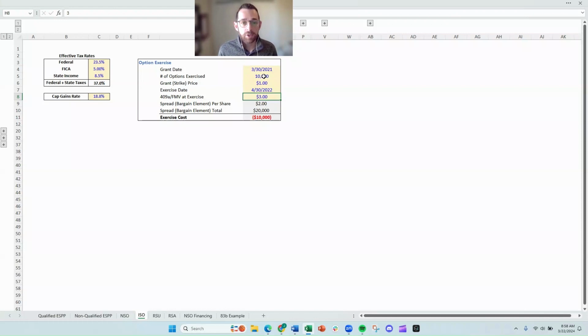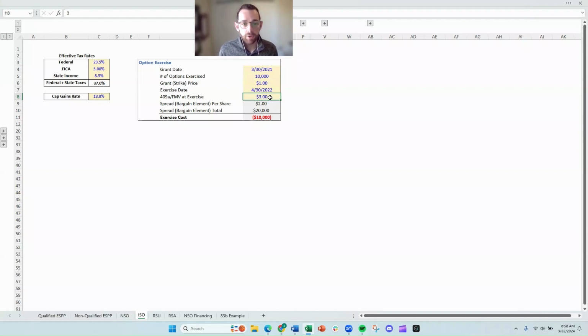And here's what's going to happen. First of all, you have to purchase those shares from your company. So you're going to purchase 10,000 at $1 a piece, meaning that you are going to owe your company $10,000 for those shares. And there are a couple other numbers that are going to be important here as well that you'll see how they impact AMT and other things in just a second.